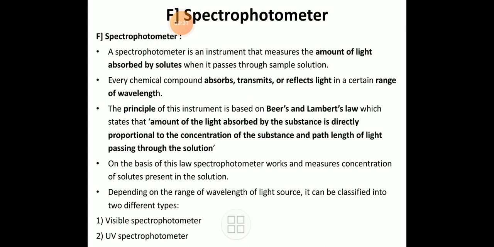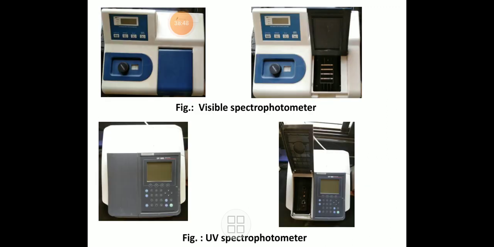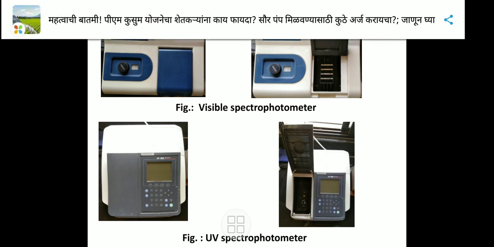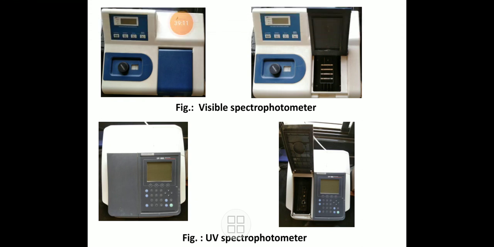We measure the concentration of solutes present in the solution. Depending on the range of wavelength of the light source, it can be classified into two different types: visible spectrophotometer and UV spectrophotometer. UV spectrophotometer is a little bit advanced level. Here we can see two instruments: a visible spectrometer on the upper side and a UV on the lower side. These instruments are used to measure the concentration of a solution, so with their help we can find out the amount of solute present in the solvent.